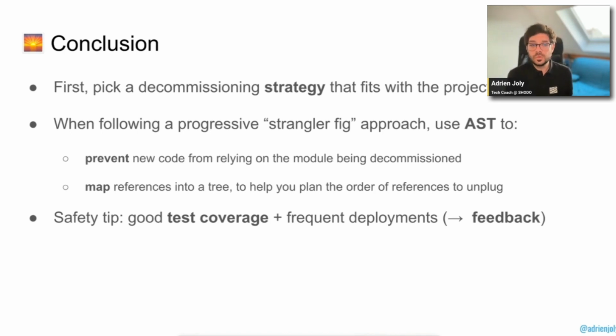If you decide to go with a progressive approach, like we did, we thought it was a good idea to use an AST because it prevents developers from adding dependencies on the thing that you're trying to get rid of. And also it gives you a map that is very useful to help you plan in which order you want to proceed with the decommissioning, starting with the easier part. We didn't cover that in the talk, but of course, when you're making risky changes like the one we did, it's important to have good test coverage.